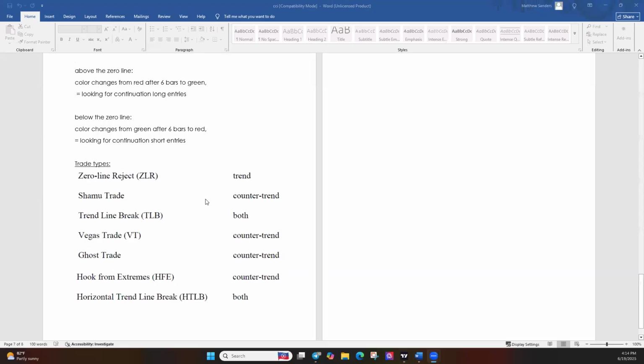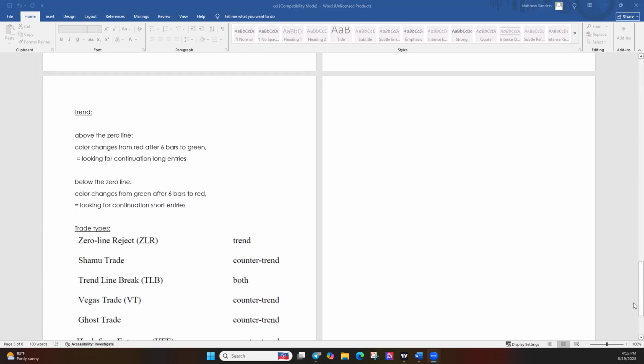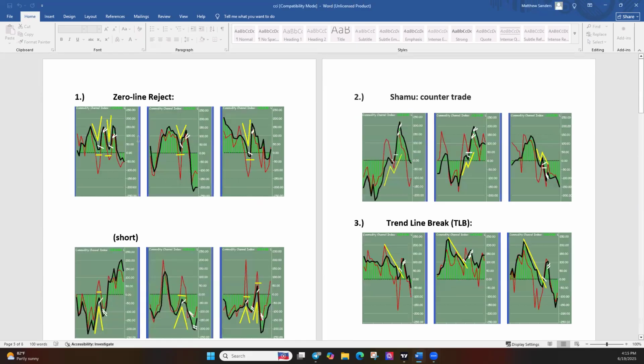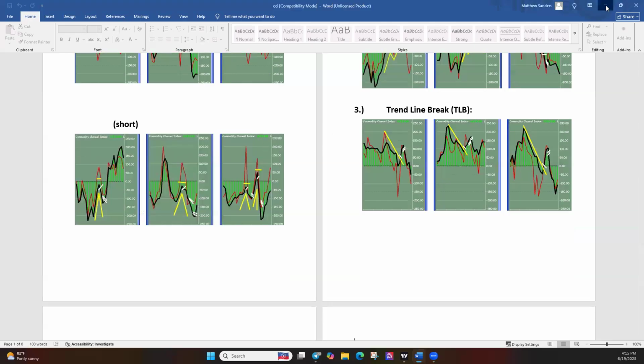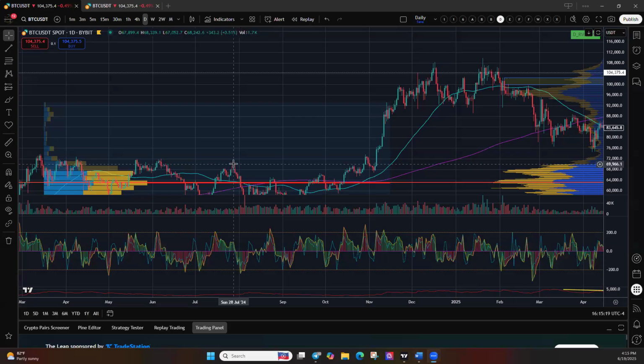the different setups on the CCI that correspond with price can either confirm a trend continuation or a counter trend. I think what people get confused about is that they don't identify what they mean with the trend and counter trend. So let's just take a zero line reject. And just for anyone watching, to remind everyone, this is a zero line reject trade, right? Okay. And here's the short side of it. Just flip it around.